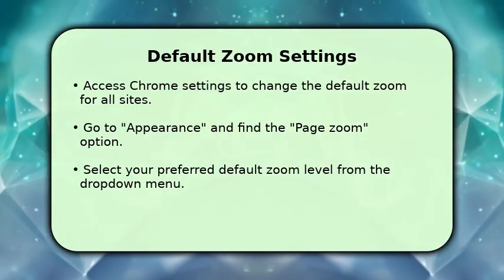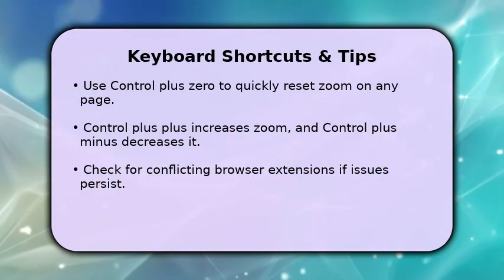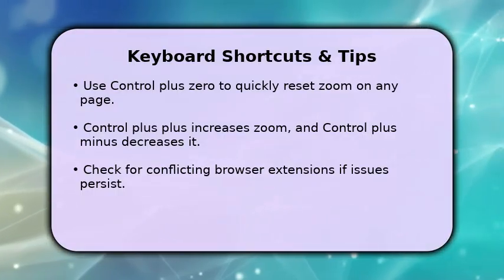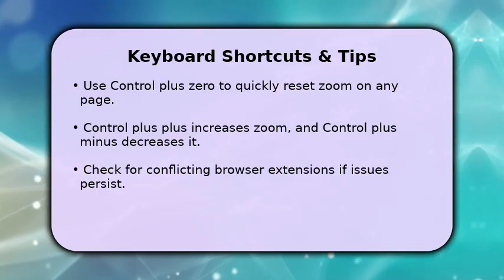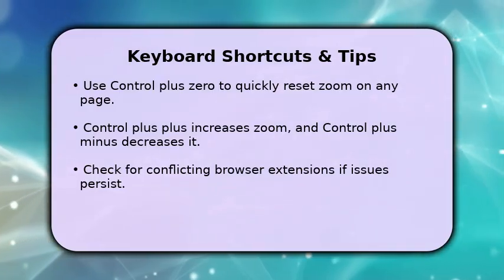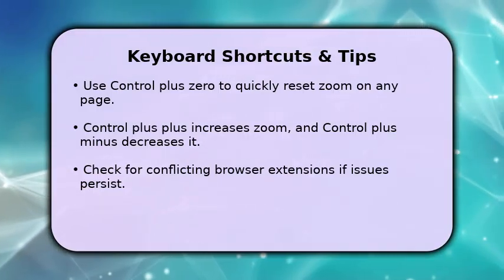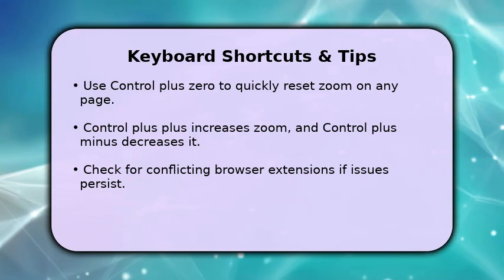For even faster adjustments, remember these handy keyboard shortcuts. Press Ctrl+0 on Windows or Command+0 on Mac to instantly reset the page zoom to 100%. To increase zoom, use Ctrl++, and for decreasing, use Ctrl+-.